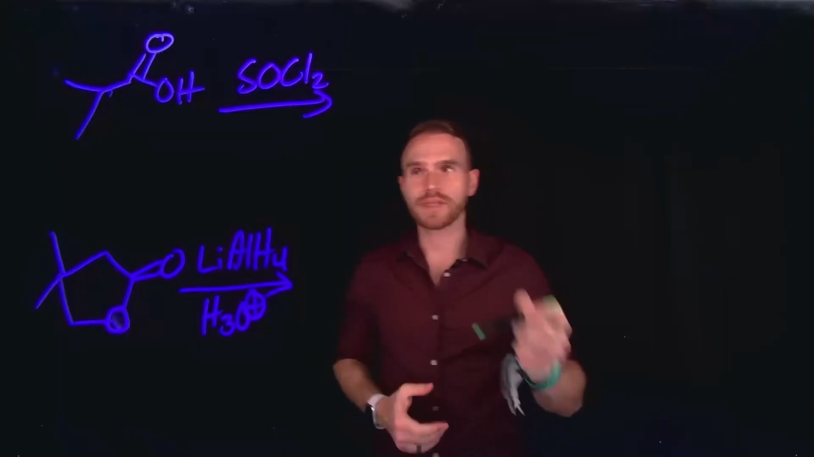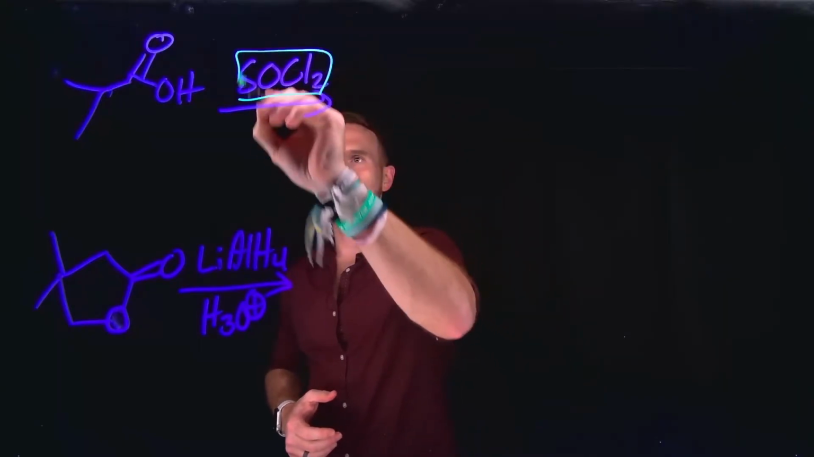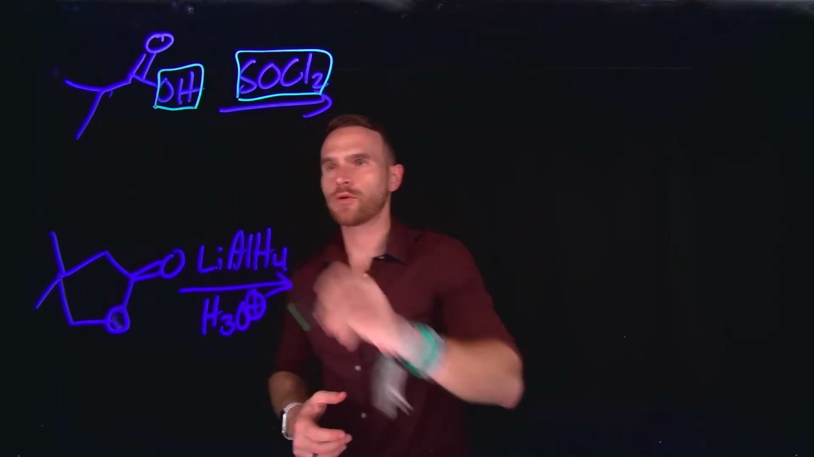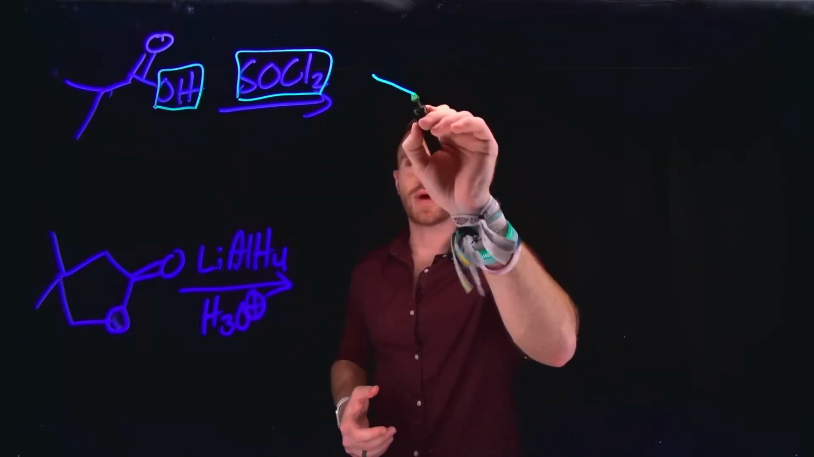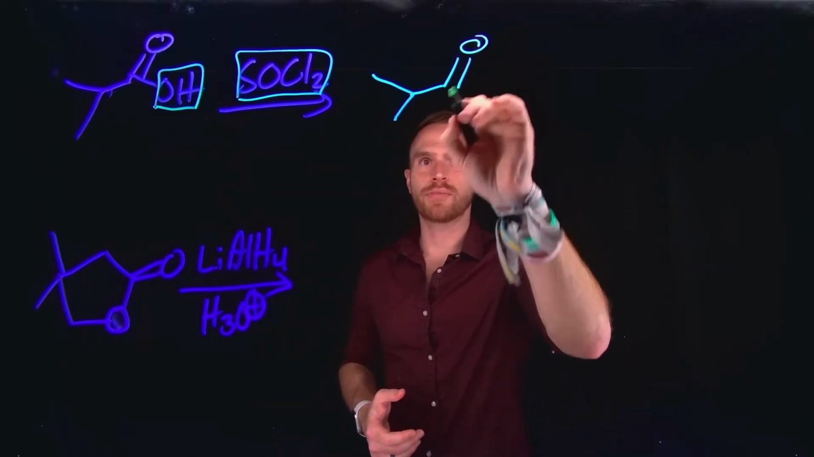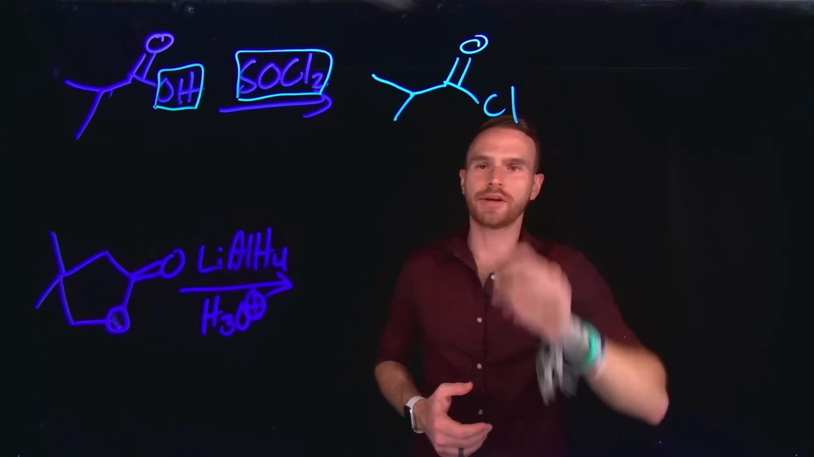For the first problem in this video, we learned that thionyl chloride is a method used to convert carboxylic acids into acid chlorides. So for that reason, the product of this transformation is going to be a new acid chloride.